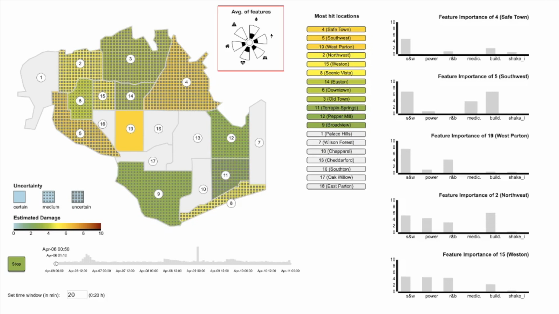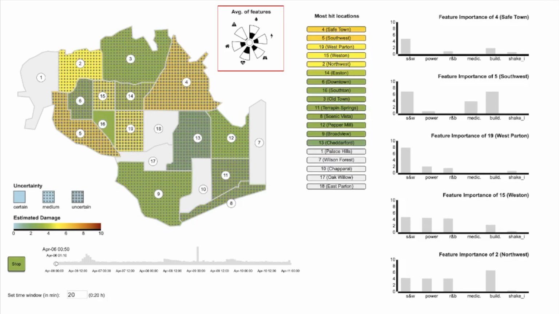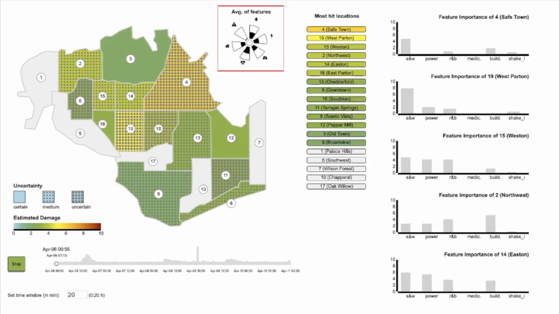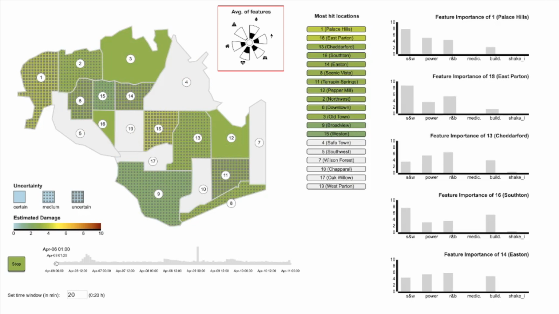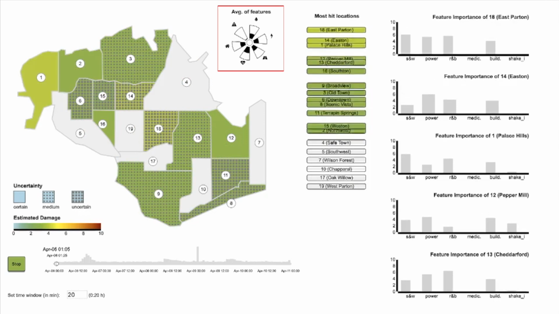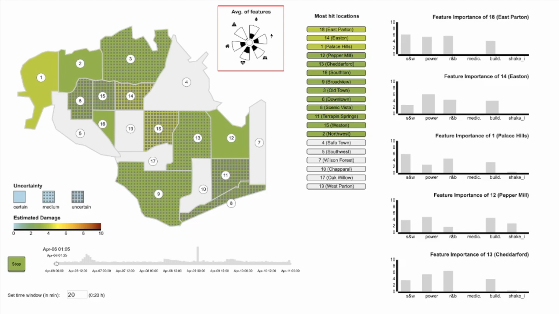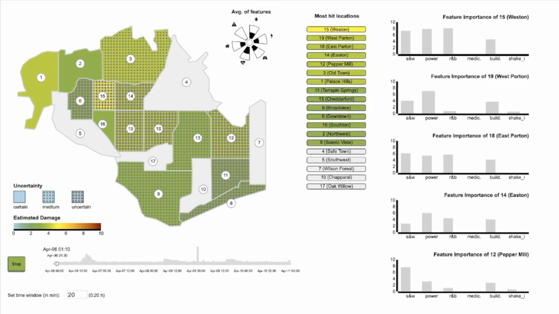On top of that, we see the average of features, which shows the mean of all the different features present in the different neighborhoods, which gives you a quick view into which of the features are the most affected by the potentially predicted earthquake, which is happening in the Gent Ymeri city.